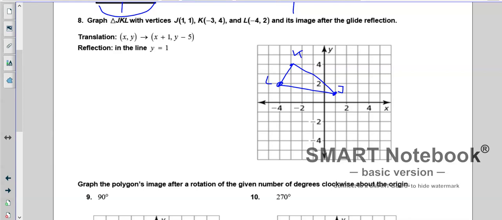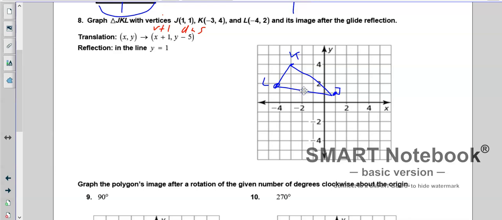So we're going to translate it, which means we're going to go up. Sorry, my bad. That was silly of me. We're going to go right 1 and down 5. So again, that means we're going to take this right 1 and down 1, 2, 3, 4, 5. That's where it should end up. Okay?